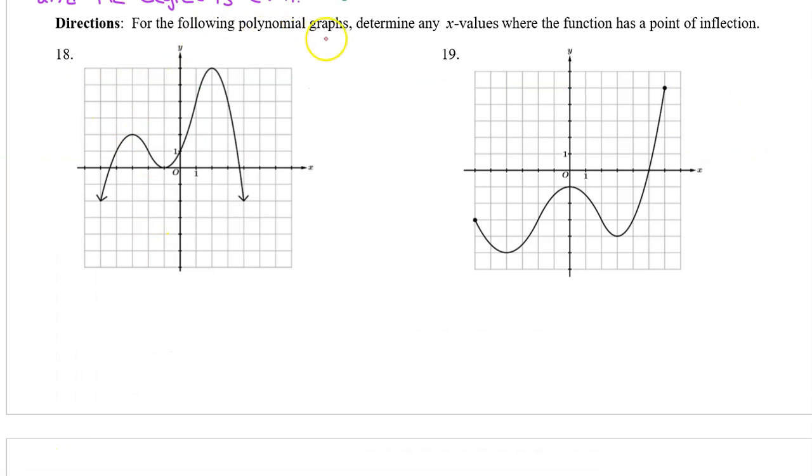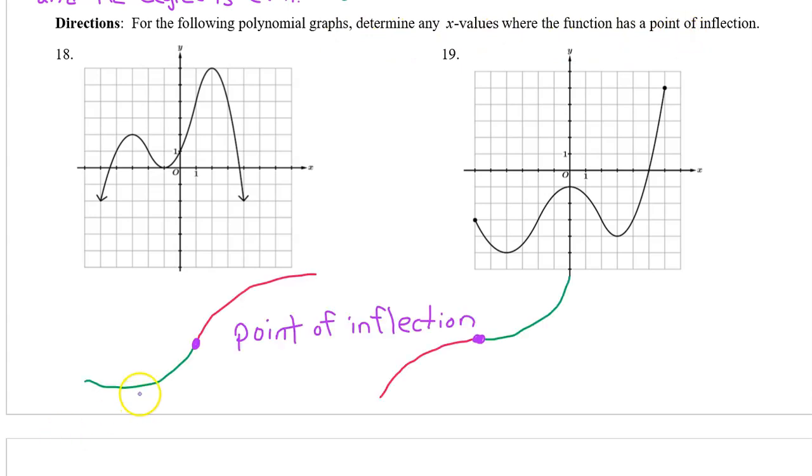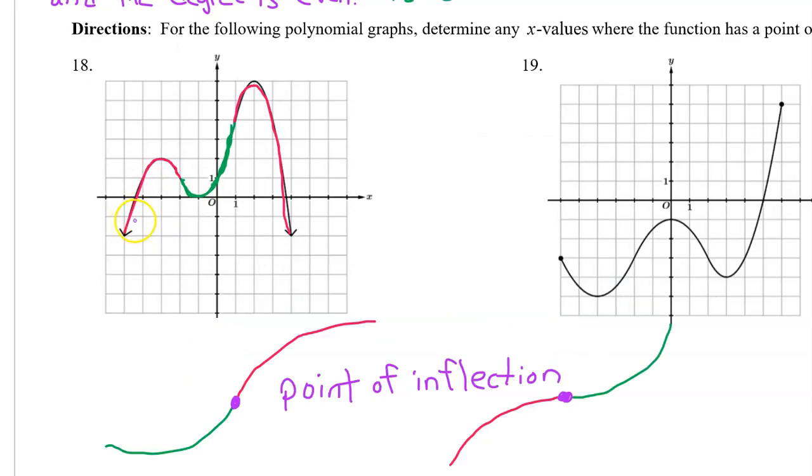For the following polynomial graphs, determine any x values where the function has a point of inflection. A point of inflection is where the graph changes from concave up to concave down, or from concave down to concave up. For number 18, from left to right, the graph starts off concave down, then it switches to concave up in the middle, and then it finishes concave down again.